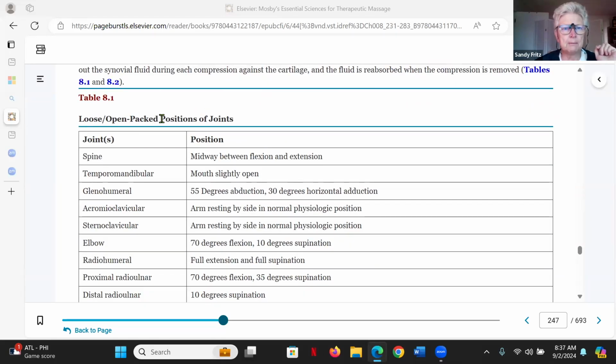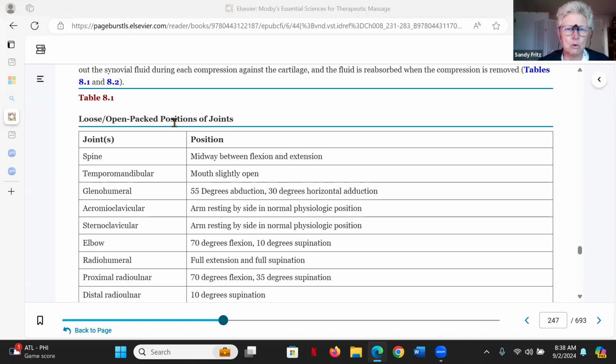So the loose pack position in general is you take a joint and you take it as far as it will go within the physiological range, and as far as it will go, again, in the opposite direction in the physiological range. And the loose pack position tends to be right between the two. And that's a place where lots of times we want to have the joint when we are working with massage is in the loose pack position.